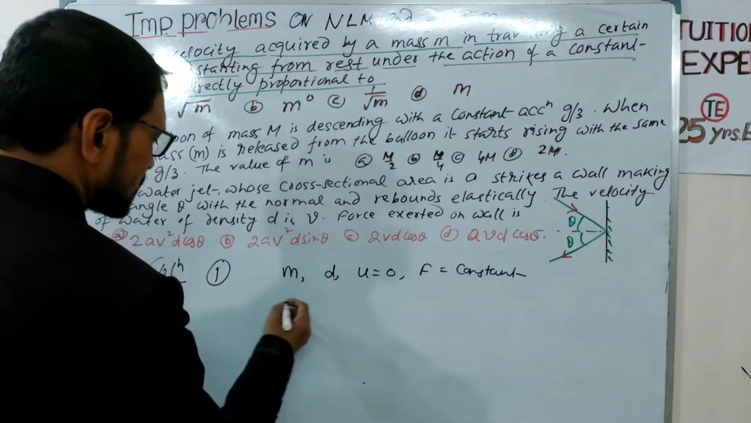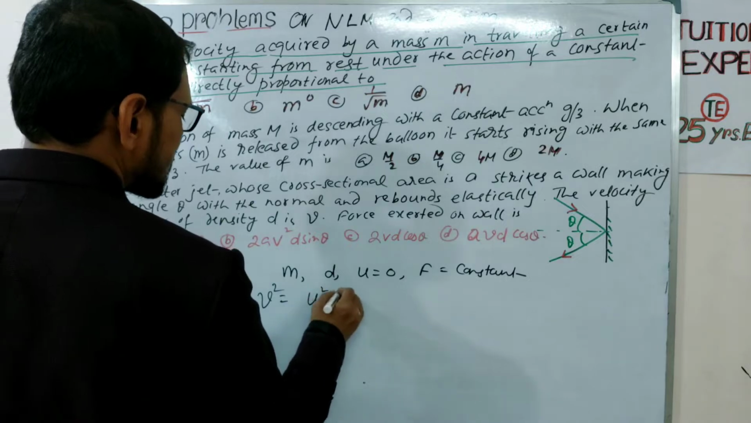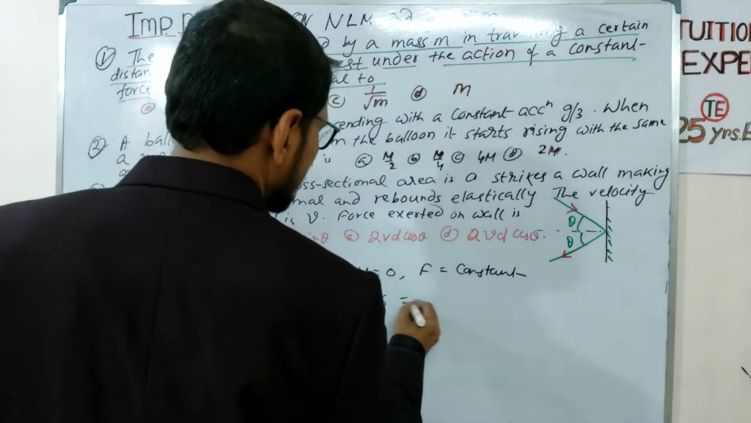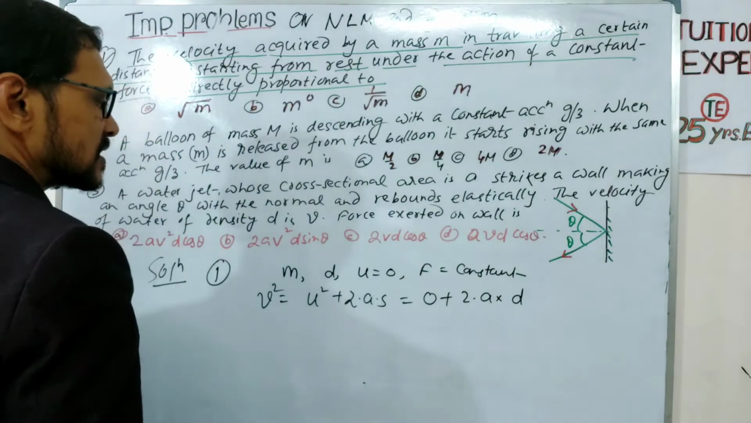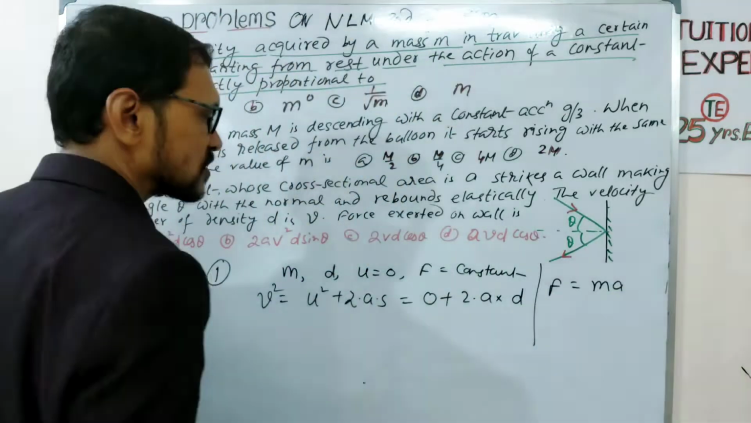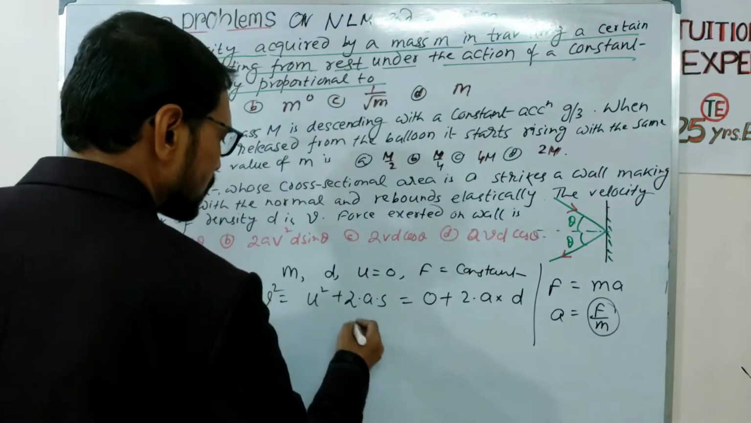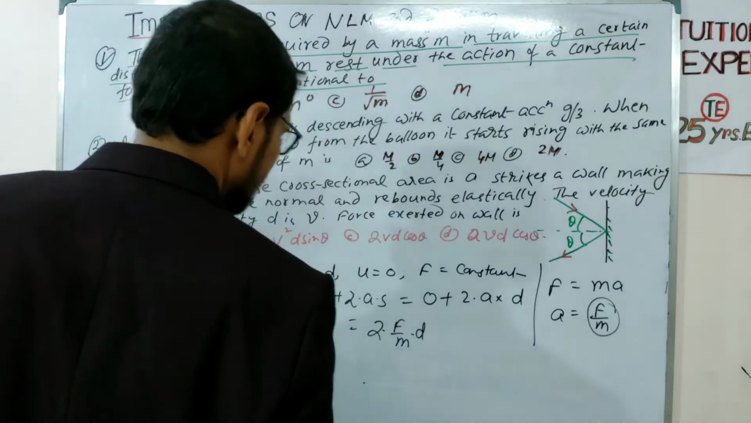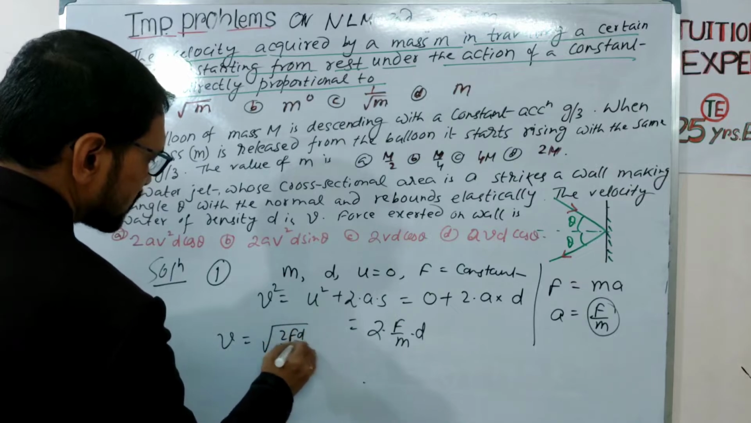So we have the velocity formula v square equal to u square plus 2as. This is the distance-velocity formula. U equal to 0, 2a, acceleration, into distance traveled d. Now, from force equal to mass into acceleration, since force is constant, we get a equal to F by m. So put here 2 into F by m into d. So v equals root over 2Fd by m.